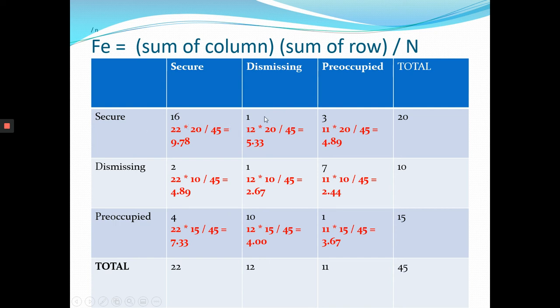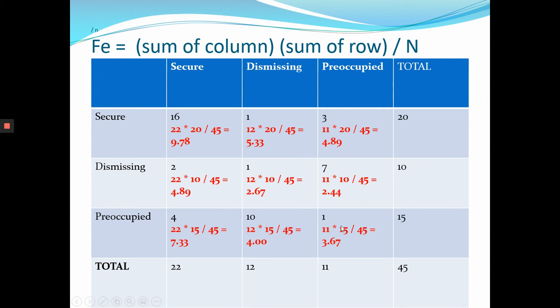How about this cell? Partner 1 secure, partner 2 dismissing. What's the expected value for this cell? Well, 12 is the column, 20 is the row. 12 times 20 divided by 45 couples. So 5.33 is the expected. You do this for every single cell.